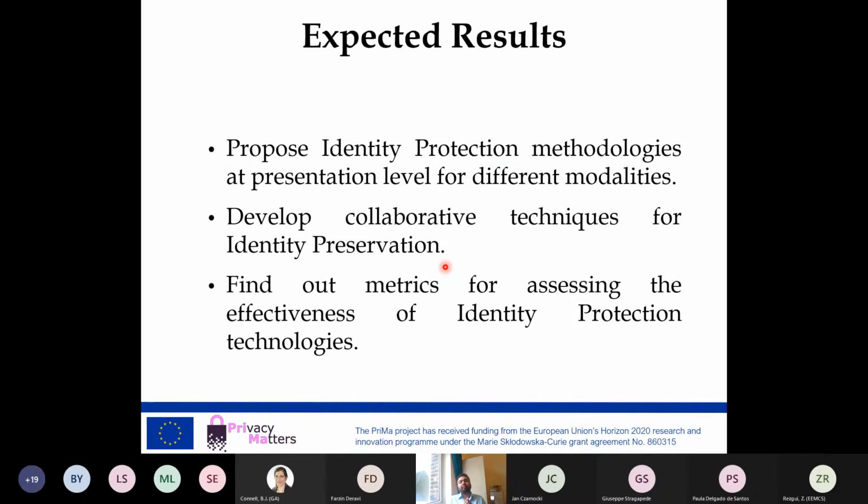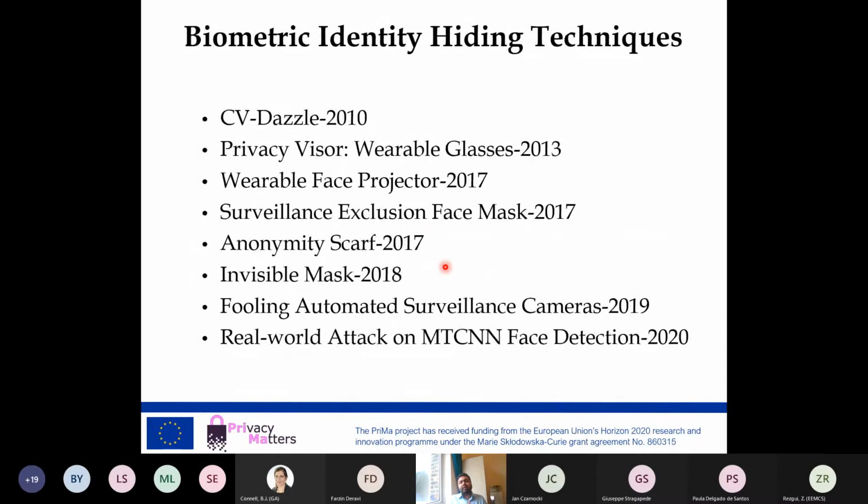The expected results from this project are that we'll try to propose identity protection methodologies, both at the sensor and presentation level, for a range of biometric modalities such as facial recognition, fingerprint, vein, or gait recognition. We will also try to develop collaborative techniques for identity preservation, and find methodologies and metrics for assessing the effectiveness of these identity hiding and protection techniques.